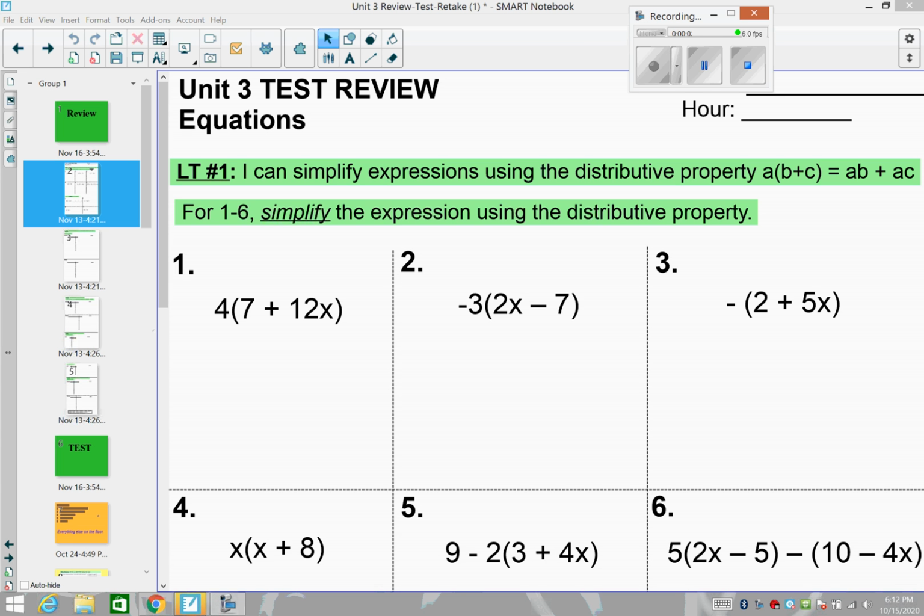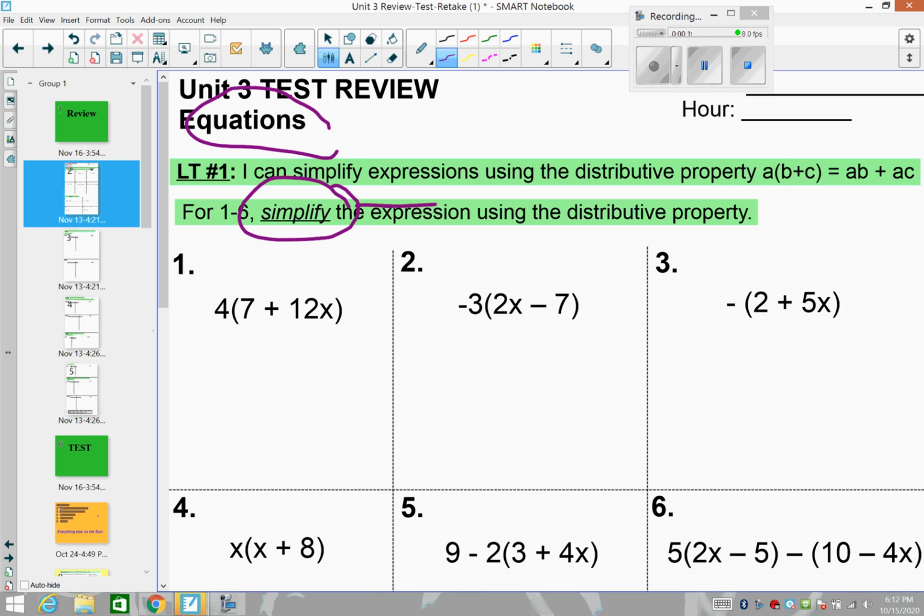Hey, math friends. So our learning target today is I can review everything in Unit 3 on equations in preparation for your test. The entire test is on equations. The first learning target is asking us to simplify expressions using the distributive property.